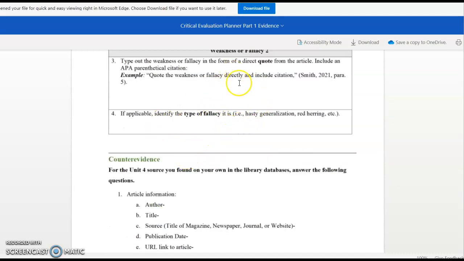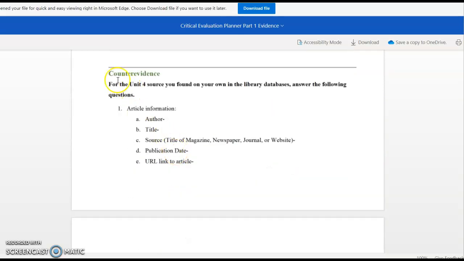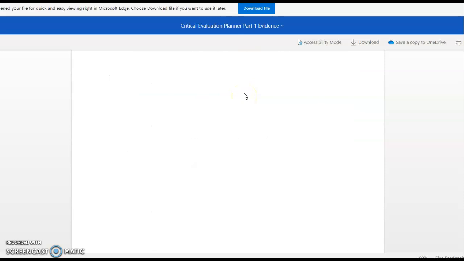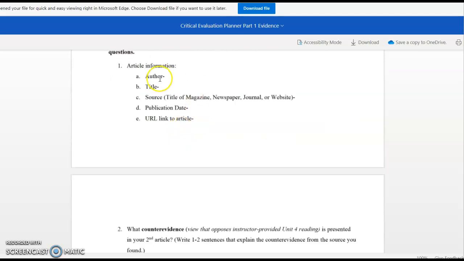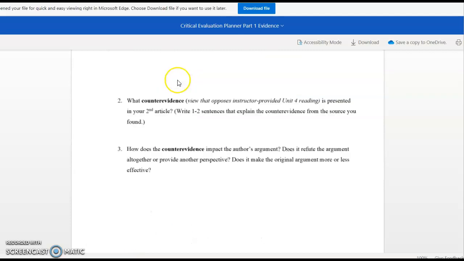After you have spent quite a bit of time with the instructor-assigned article, you will then get into counter evidence. Counter evidence, the rest of this worksheet, 3 more questions, involves the article you found on your own using the library databases. In this part of the assignment, you aren't dealing with the article assigned by your instructor. You are dealing with the article you located.